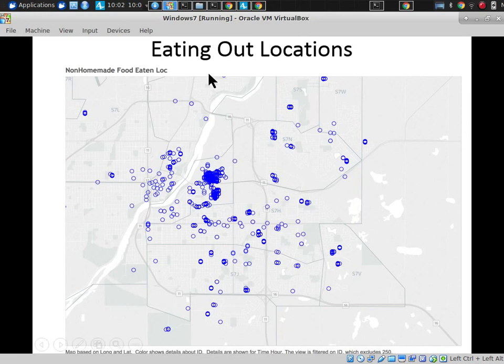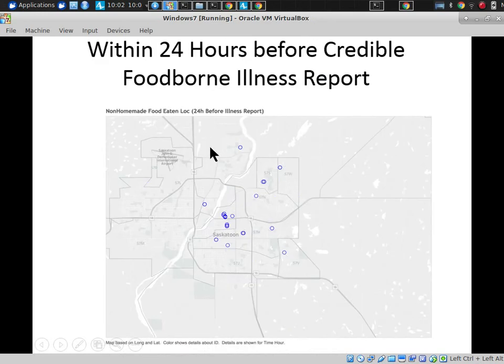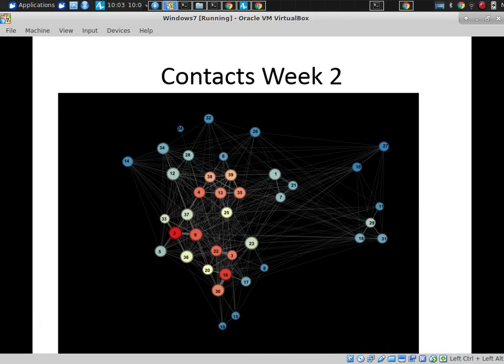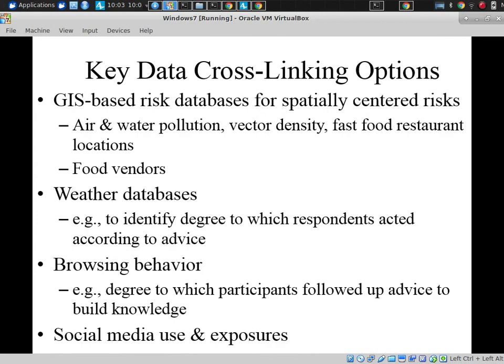So we might look at where they are eating out within the population, and where were they eating within 24 hours before they reported a credible case of foodborne illness. We can look at location over space, and for some studies, we've looked at contact patterns, contacts between individuals within a population. During a pandemic flu, for example, we looked at how that changed over time, and that can be related to the advisories that they were exposed to.